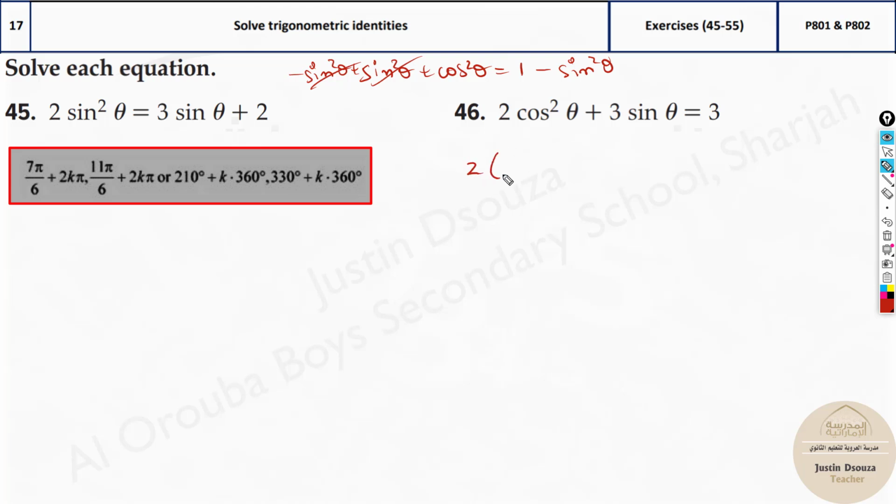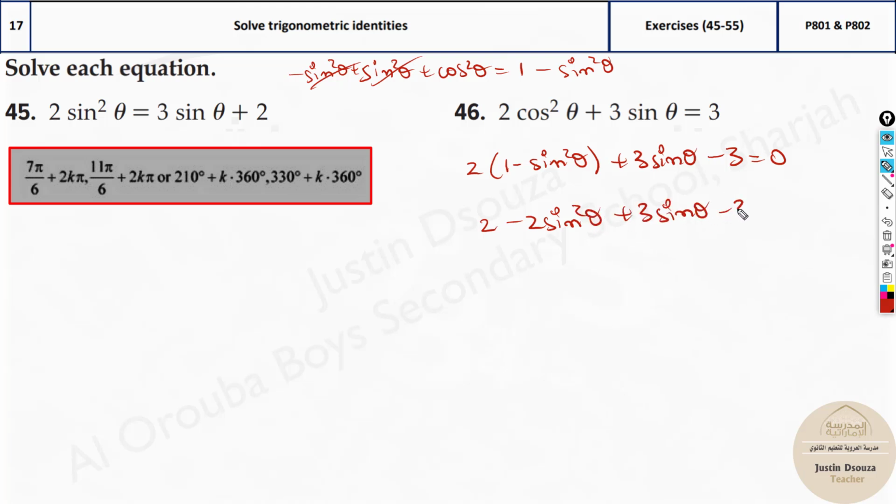So it's going to be 2 times 1 minus sine square theta plus 3 sine theta. I'll take this 3 inside. Minus 3 is equal to 0. Now multiply this. 2 minus 2 sine square theta plus 3 sine theta minus 3 is equal to 0. And now we can simplify it. Minus 2 sine square theta plus 3 sine theta. Minus 2 plus minus 3 plus 2 is minus 1 is equal to 0.